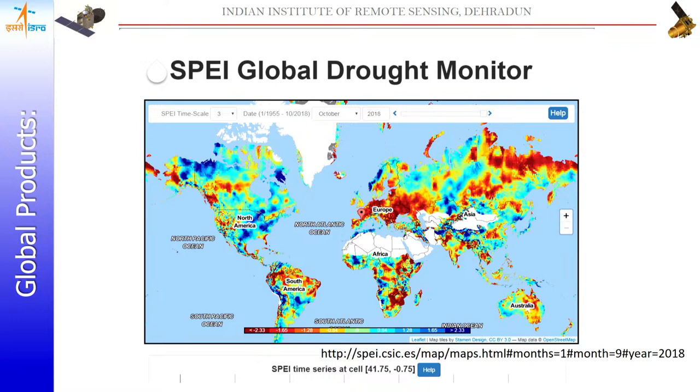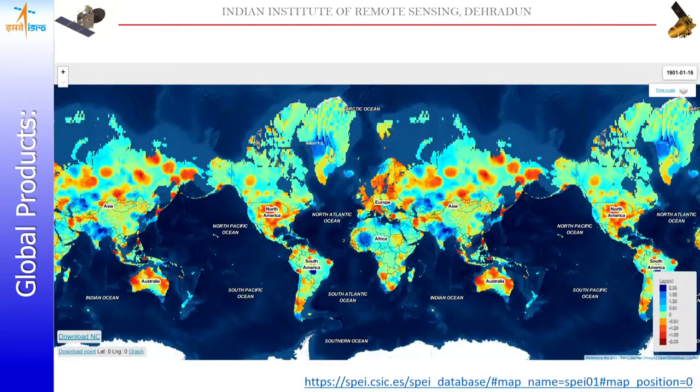The next product is the SPEI, the Standardized Precipitation Evapotranspiration Index, for which global drought monitor maps are available. Using this SPEI URL, we can check the variability month by month in various regions, not only of India but globally. The datasets are available from 1901, which means more than 120 years of data are available in the SPEI product.